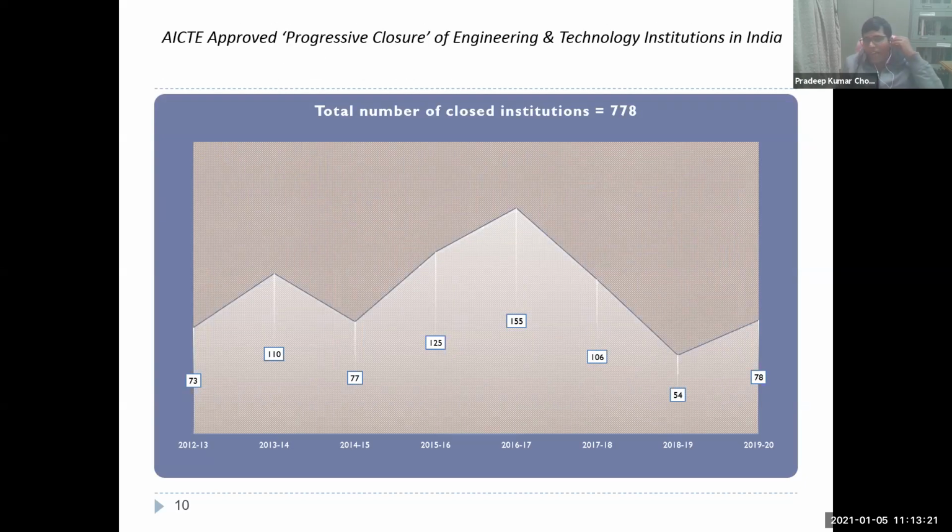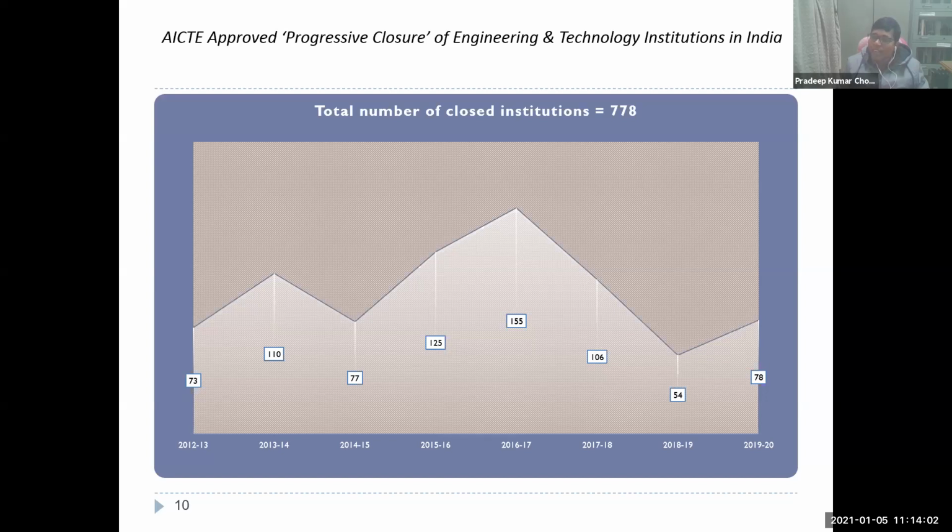You see very clearly, AICTE approved progressive closure of engineering and technology institutions in the country. The total number of closed institutions till date is 778. If you see year-wise, the highest is in 2016-17, when 155 engineering institutions were shut down or closed. Progressive closure means sometimes they are closed, or otherwise they are given notice to close over the years, where they cannot enroll new students. Rather, those institutions operate till the students have got their certificates, and after that they will be closed.